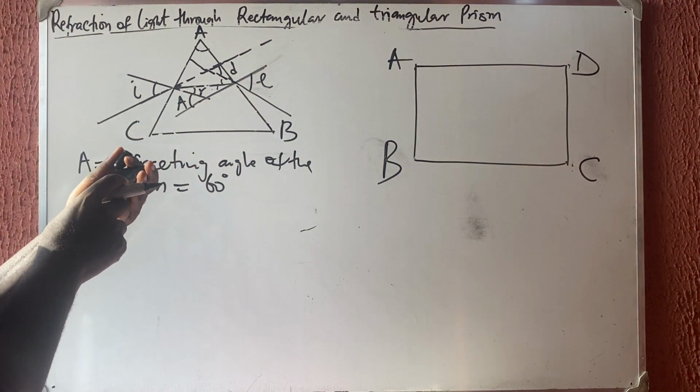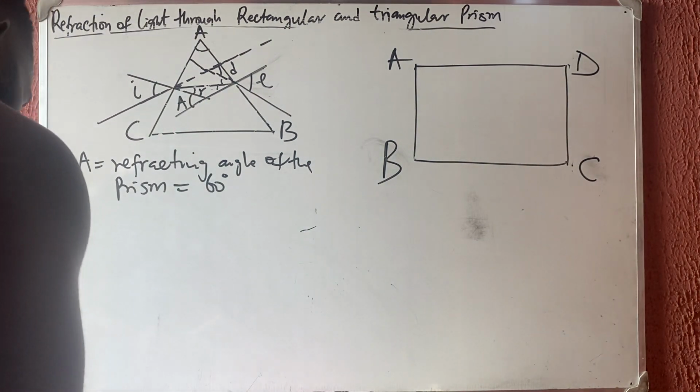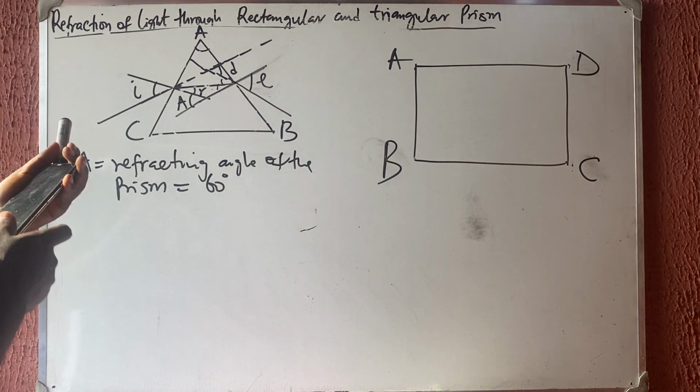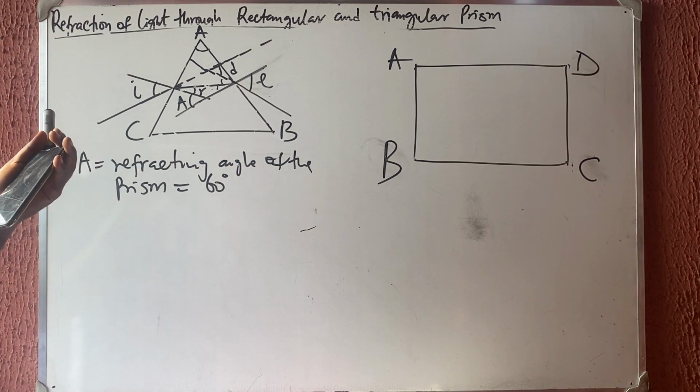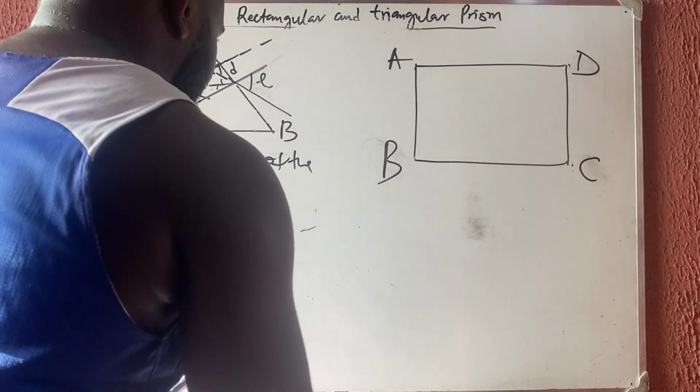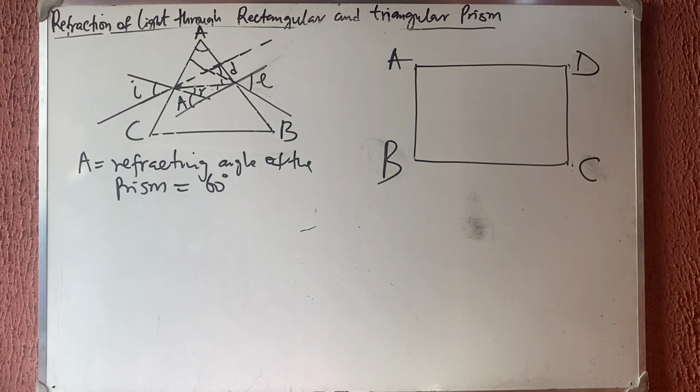Now note, there is something we call minimum deviation. They say, note, an angle of minimum deviation of a ray of light occurs when the ray passes symmetrically through the prism. That is when we have a minimum angle of deviation.